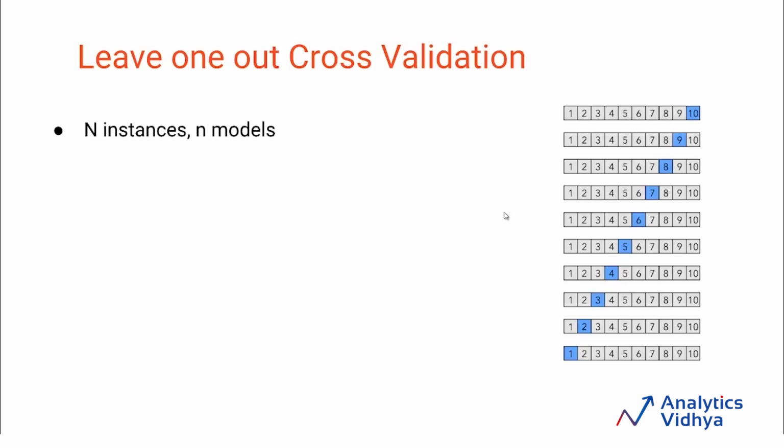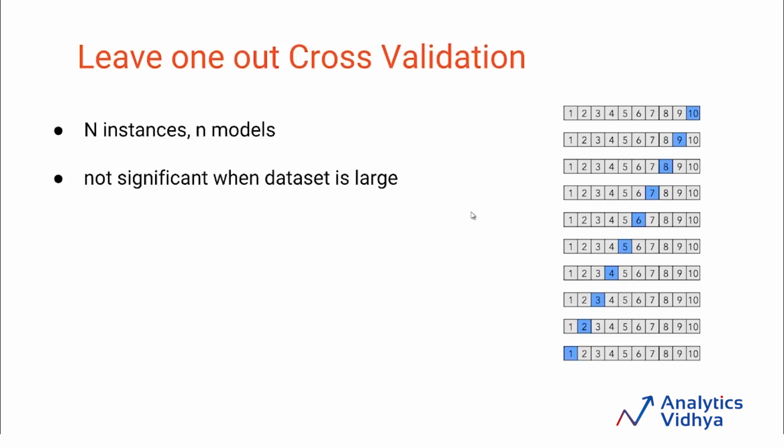Leave one out cross validation, as we saw, means building a very large number of models over almost the complete dataset. Therefore, it's computationally very expensive. And as you might have guessed, this technique is not significant when the size of the data is very large.